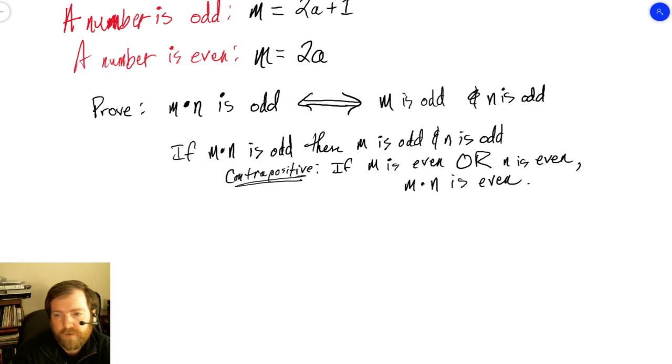Yeah, so this is actually not too bad. Because you have or, now you need two cases. So one is if m is even, and the other is if n is even. I mean, you're assuming that m and n are just integers anyway, so you can make no judgment on n if m is even. You just say n is an integer.